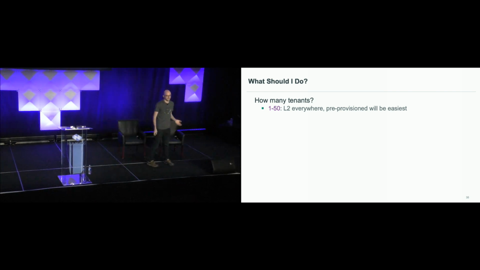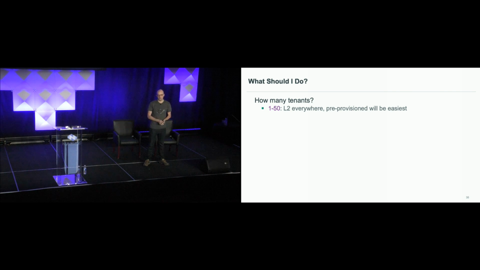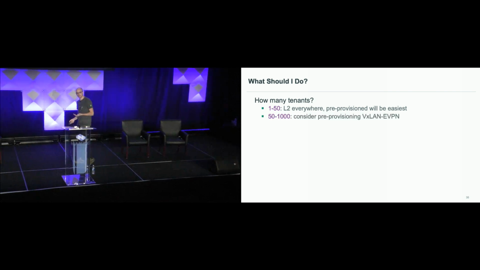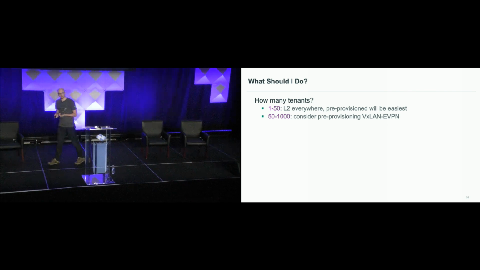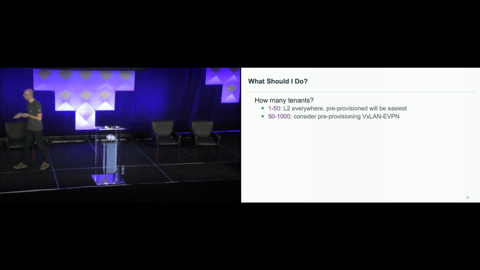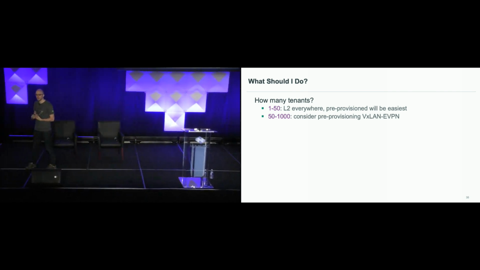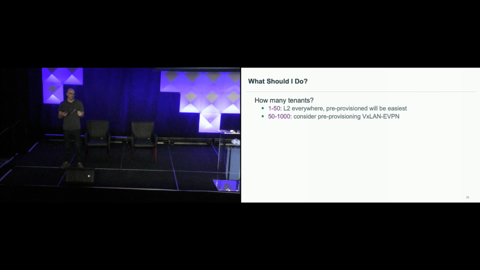So if you have less than 50 tenants, the reality is just deploy layer 2 everywhere. It's the complexities of all the layer 3 stuff. I love it. I'm a huge proponent of it, but it's also kind of a pain in the ass. So just deploy layer 2 everywhere, pre-provision it all, call it a day. If you're in the 50 to 1,000 tenants, seriously look at VXLAN with EVPN. Whether or not you're pre-provisioning or not, think about it. There's some trade-offs. I think it has more to do with how comfortable you feel doing that rather than an actual technical decision.